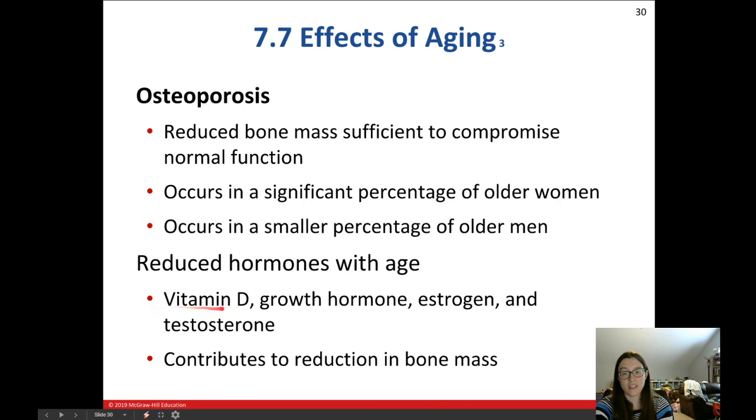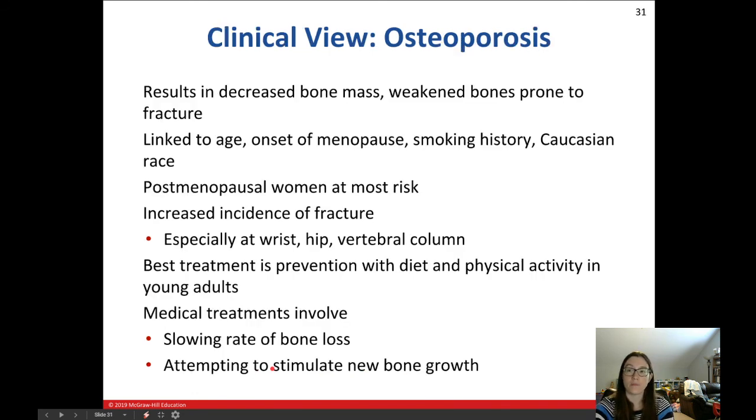Vitamin D is going to decrease, and growth hormone decreases. It's highest when you're actually growing, when you're a young child. Estrogen and testosterone will both decrease, especially after menopause in women. All of these contribute to the reduction in bone mass.